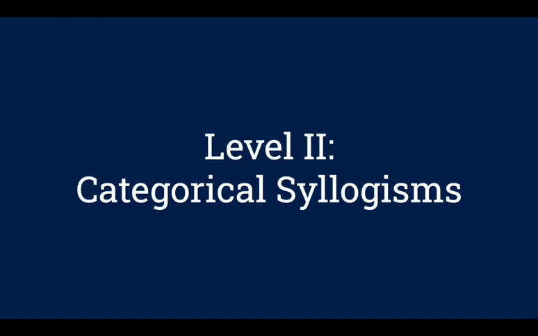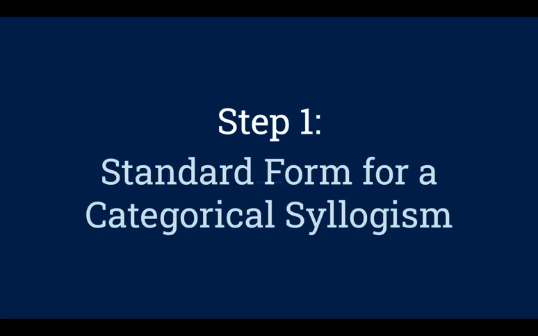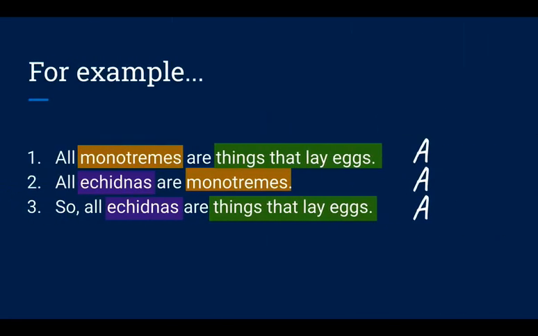Level 2, Categorical Syllogisms. Step 1, Standard form for a categorical syllogism. As you learned in the important concepts section of this lesson, we've actually already placed this argument into standard form. We can see that it is composed of 3 A-type sentences and it is of figure 1. So if you don't understand that yet, go to the important concepts section again and review.